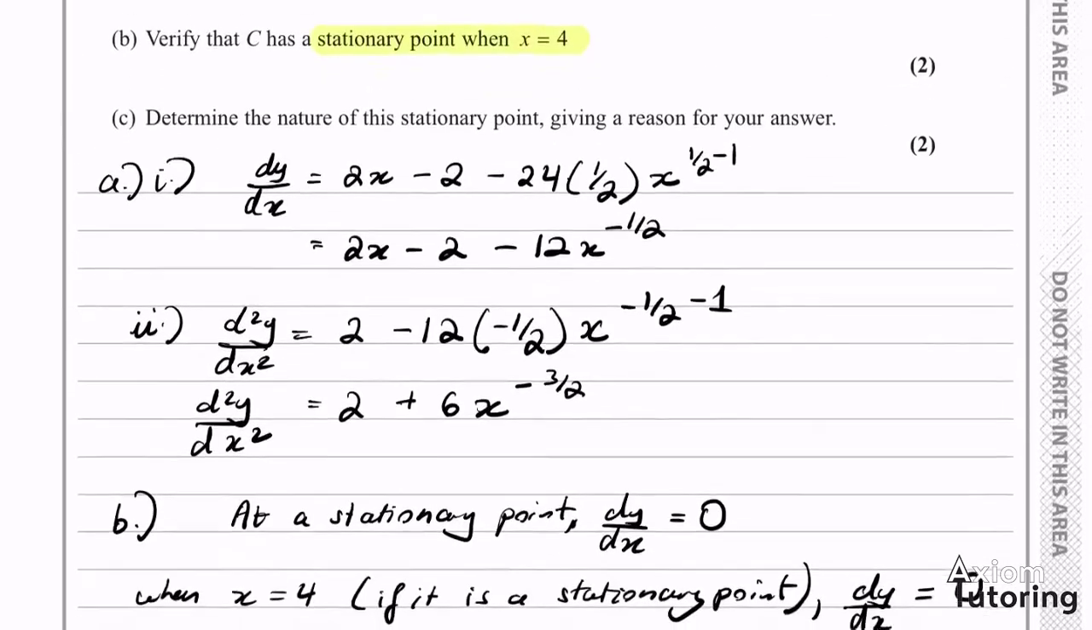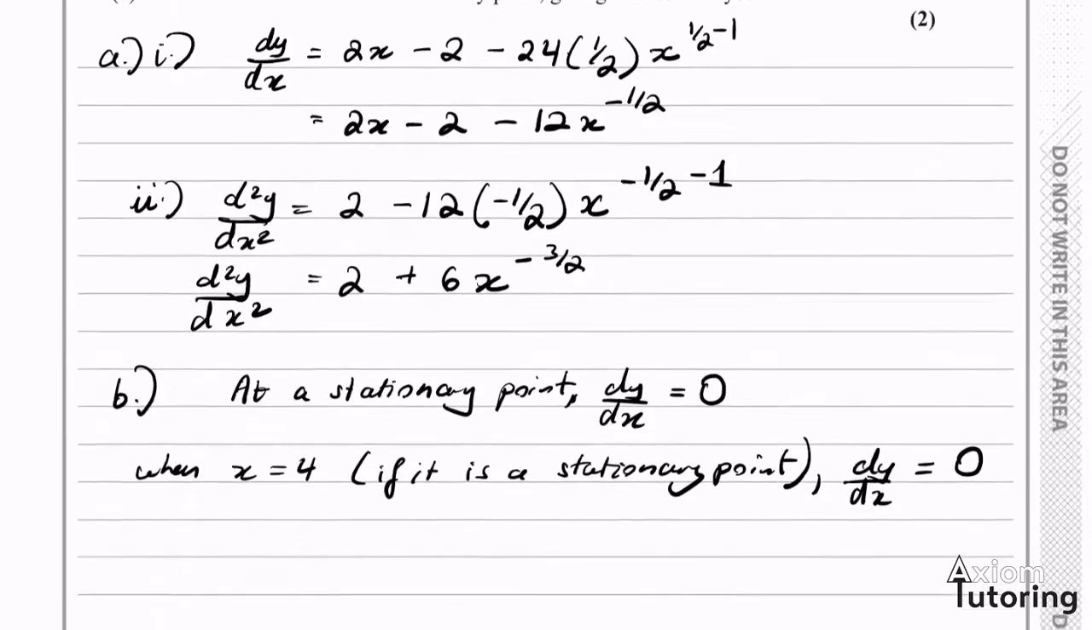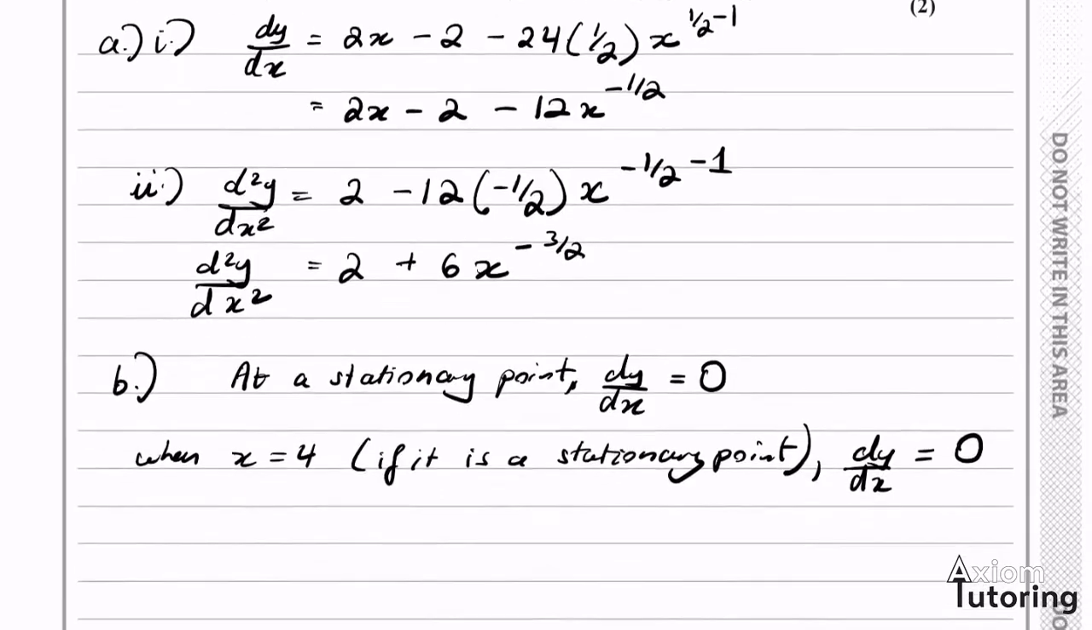So let's have a go at doing that. Let's substitute in x equals 4 into our expression for dy over dx. If we get 0, then we can confirm that there is a stationary point at x equals 4.